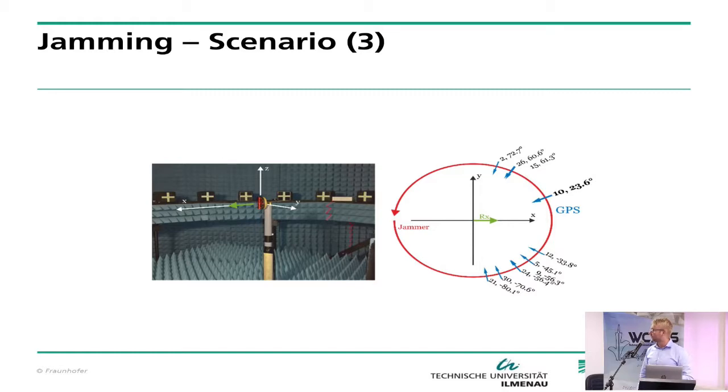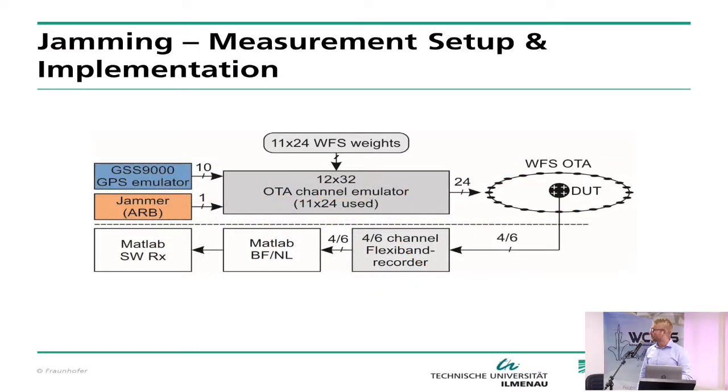This is a schematic of the setup. Here is the device under test, and our general emulator, where I showed you the picture before. The input is a GPS emulator and the jamming signal. And on the output, we have a 6 channels recorder where we can record the outputs of the antenna and then do post-processing in MATLAB to easily compare the signals and also apply the beamforming or null steering.